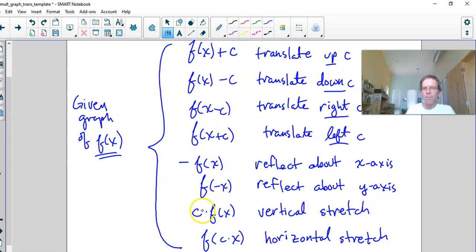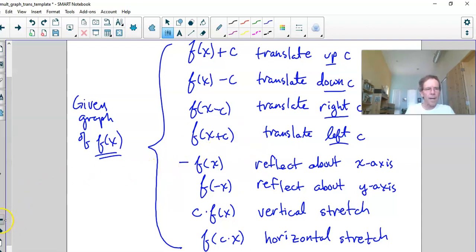Then you can multiply the function by a value, and that's going to vertically stretch it or squish it. And then if you multiply all the x's in the function by a constant, you'll horizontally stretch the graph. All right.